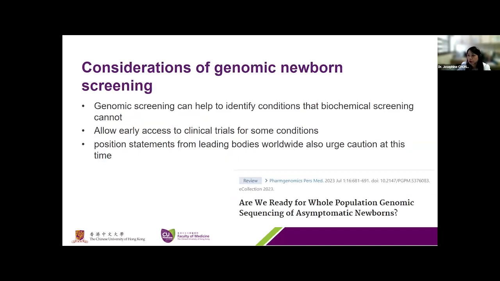So genomic screening can help, but genomic screening can also have some power which the old traditional biochemical screening program may not overcome. For example, genomic screening can identify conditions which biochemical screening cannot. Say, for example, that abnormal analytes could not have an easy method to detect them from the blood, or tandem mass spectrometry or some of the different types of blood tests could not identify the abnormal analytes.